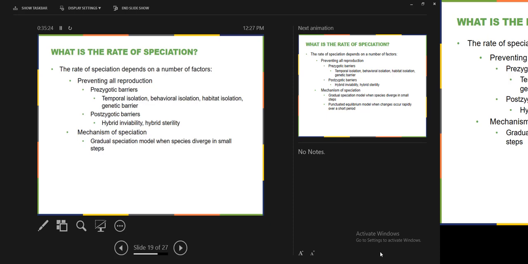So most of your speciation events would be adaptive under your gradual speciation model. But you can't go into an environment completely different because you're not adapted for it, right? So you've got to kind of step your way there, unless you are just a very generalist animal like a raccoon. And then it really doesn't matter where the raccoon lives. It's going to live the exact same lifestyle, right?